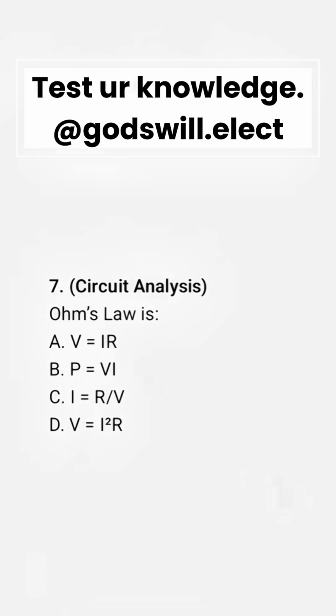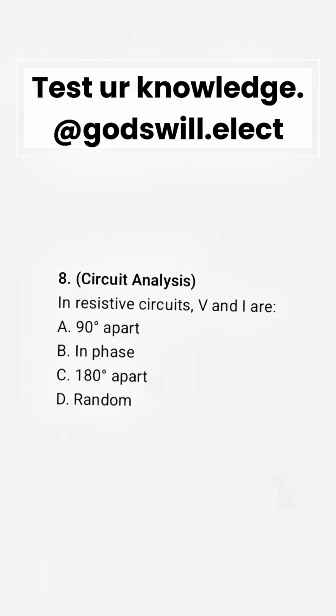Ohm's law is A. V equals IR. B. P equals VI. C. I equals R over V. D. V equals I squared R. Correct answer: A. Question 8.